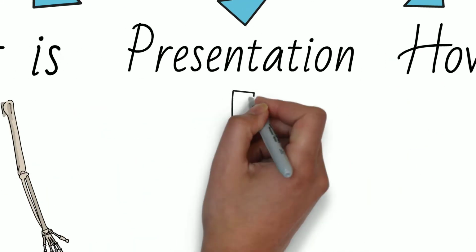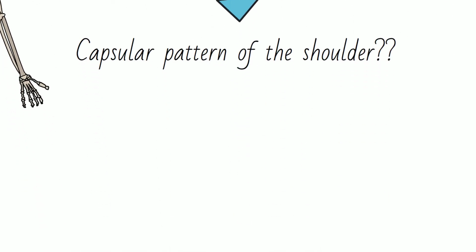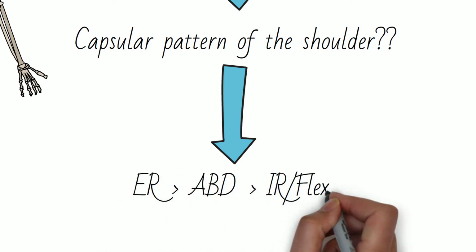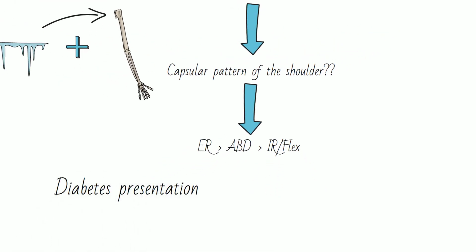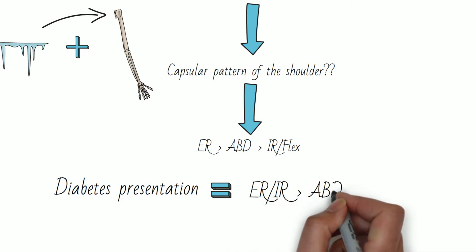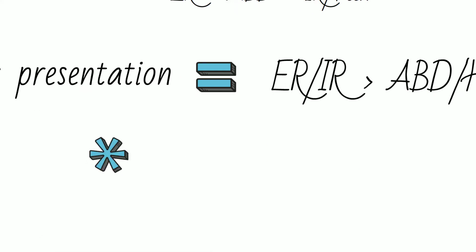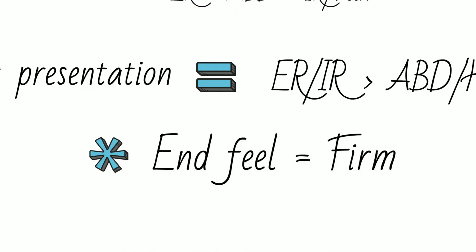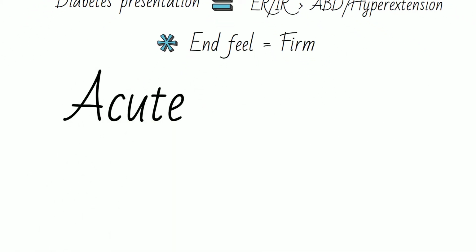So getting into the presentation of adhesive capsulitis, this goes into the capsular pattern for the shoulder. You have a loss of external rotation followed by abduction, and then you'll sometimes see internal rotation and flexion. However, this can change if someone has diabetes. You can have an equal loss of external and internal rotation followed by abduction and hyperextension. The end feel that you will commonly see is a firm end feel in the shoulder prior to getting to the very end of the range of motion.